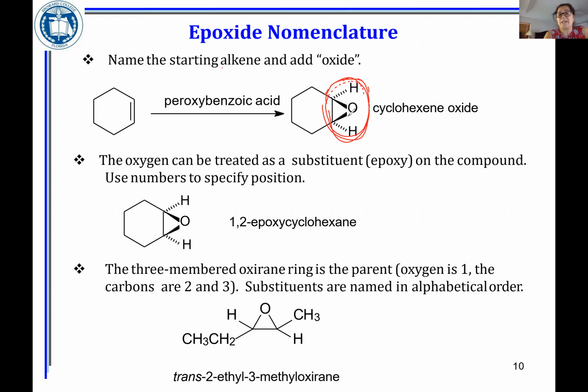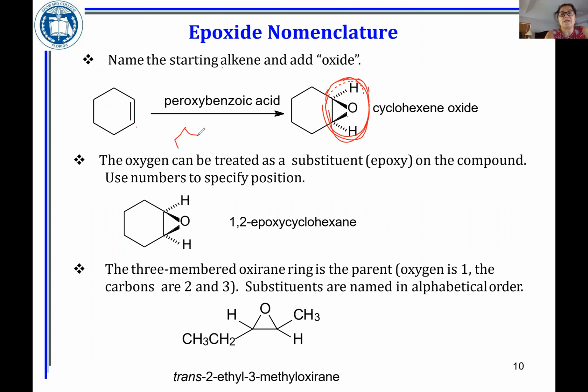It can be named from the molecule that has been prepared. So in order to prepare this ether or this oxyran, you start with cyclohexene, and then you oxidize this. When you oxidize the alkene, you are using peroxybenzoic acid. What is peroxybenzoic acid?